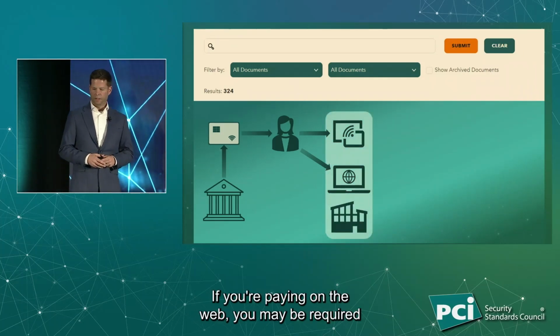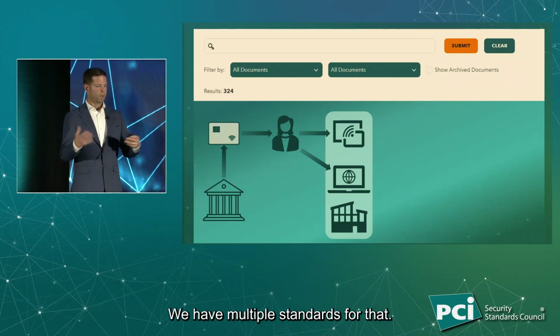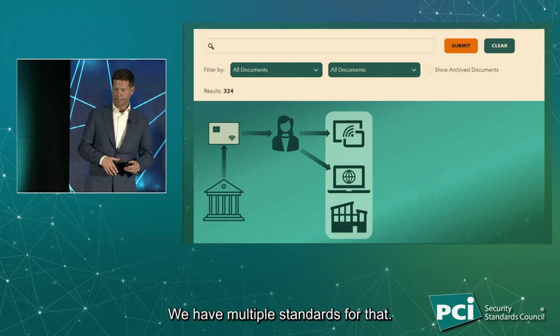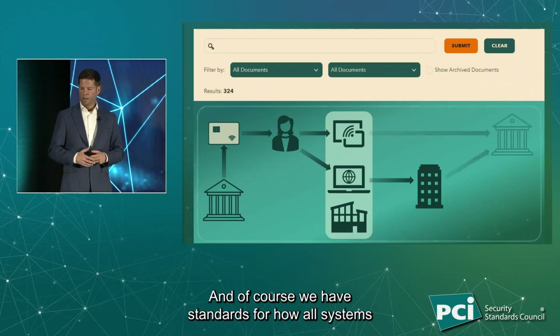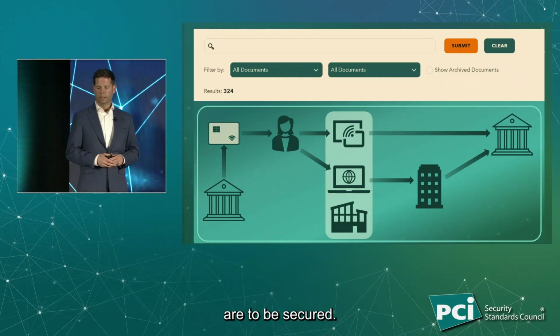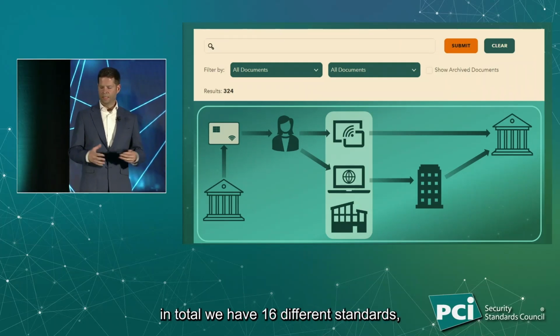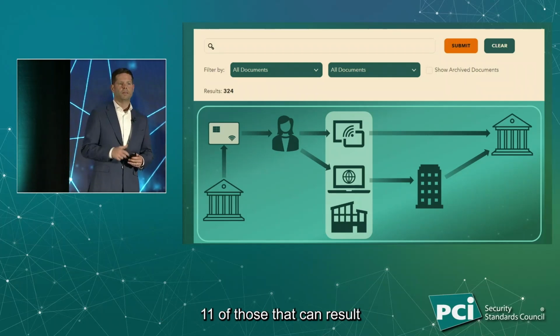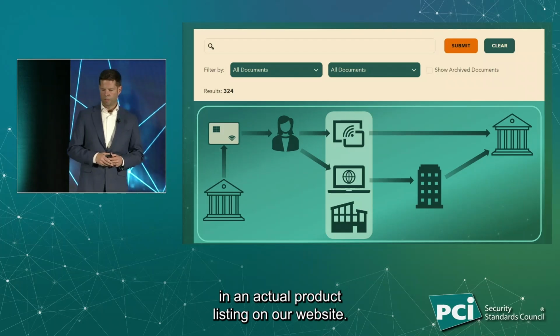If you're paying on the web, you may be required to securely authenticate yourself using 3D Secure. We have multiple standards for that. And of course, we have standards for how all systems which store, process, or transmit cardholder data are to be secured. So as Andrew mentioned, in total we have 16 different standards, 11 of those that can result in an actual product listing on our website.